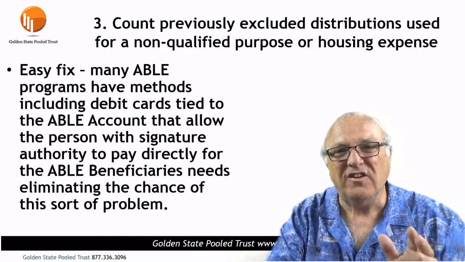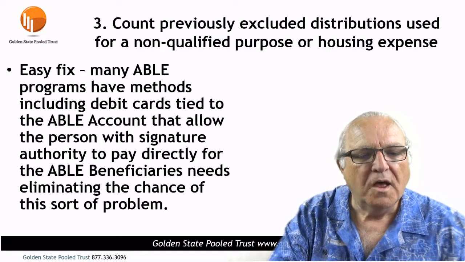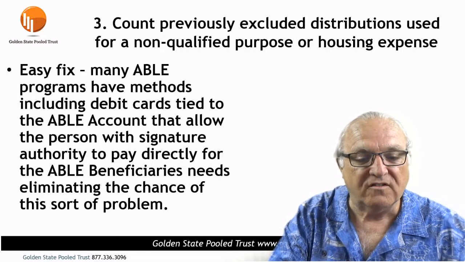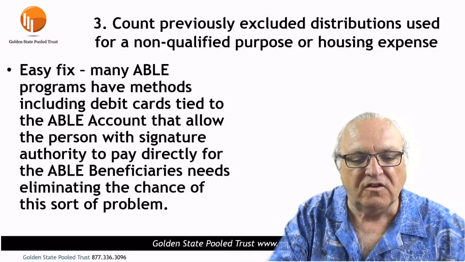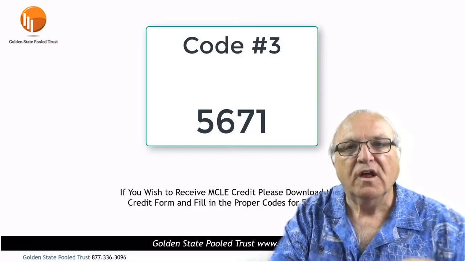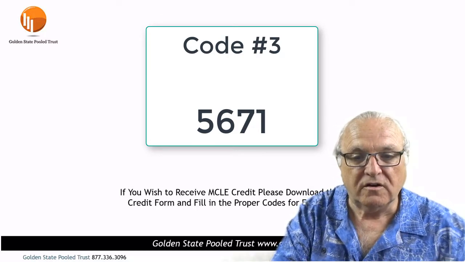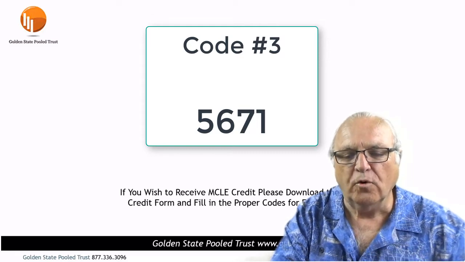So here's an easy fix after going through all this, and then we'll start getting into the examples. Many ABLE programs have methods, including debit cards tied to ABLE accounts, that allow the person with signature authority to pay directly for the ABLE beneficiary's needs, eliminating the chance of this sort of problem. Okay, so here we have our second of three codes. So our second code here is 5671, and this is code number 2.